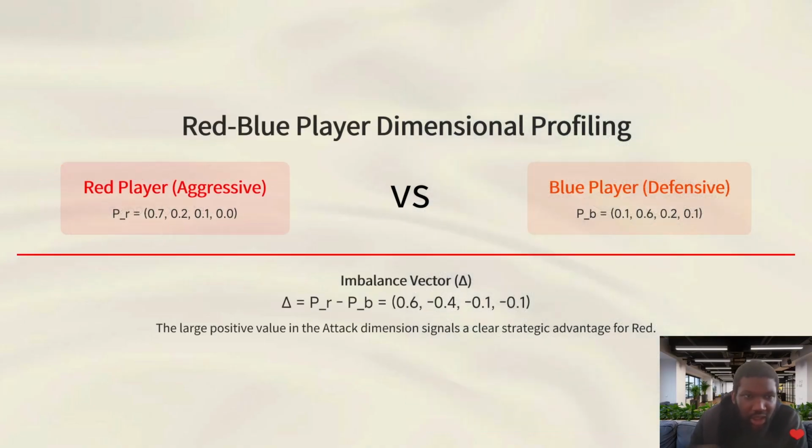Red versus blue players. This is a change in the probability PR. The first of the blue players is 0.6, because this is an imbalance vector. 0.7 minus 0.1 is 0.6. The largest probability in the attack dimension signals a clear strategy advantage in red.